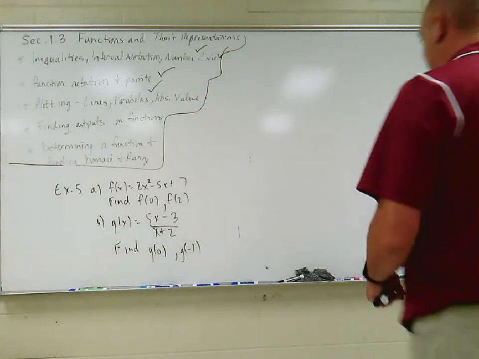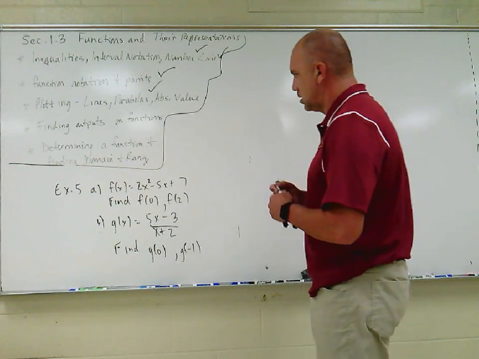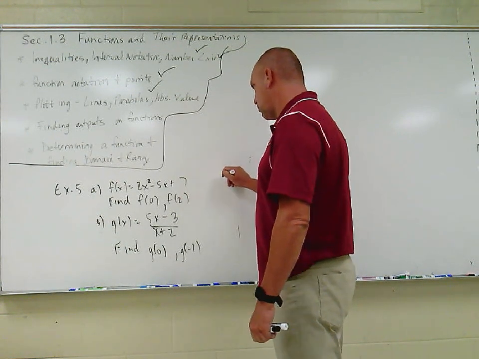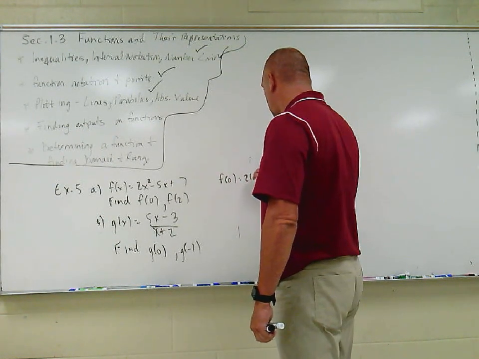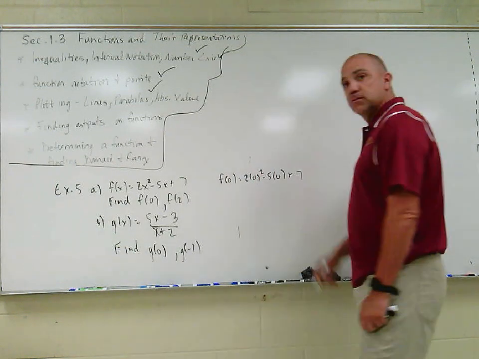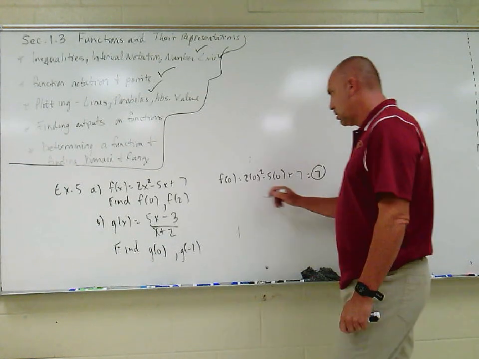Okay. Let's look at the first one. So we'll plug in a 0. Now, again, wherever we see an x, we should put our 0. So there's more than one x. And your answer for the first one should be what? 7. Very good. And then we do f of 2.